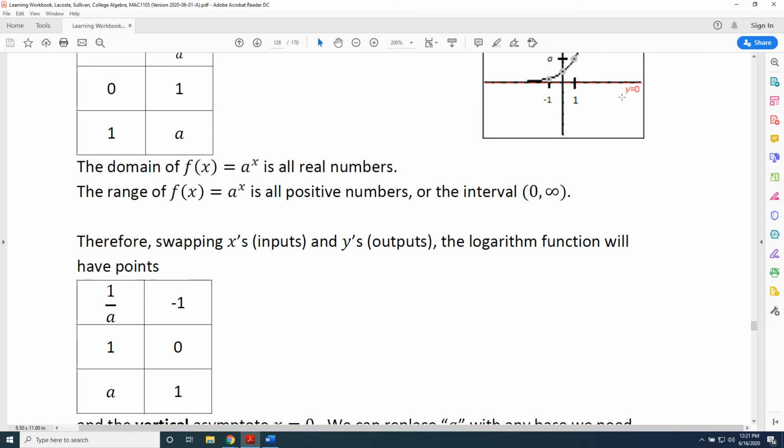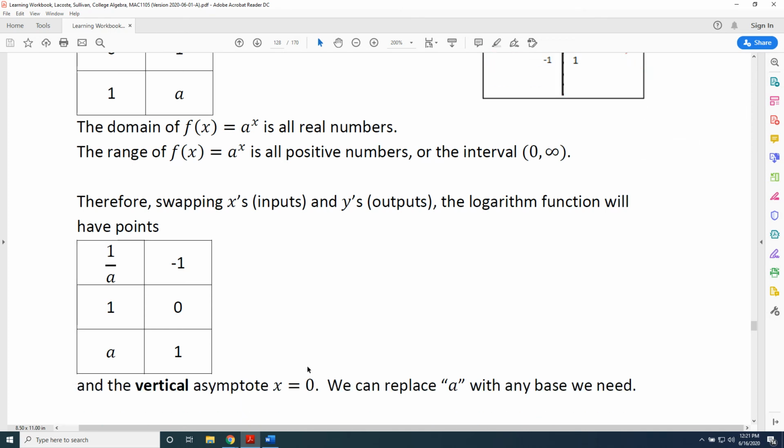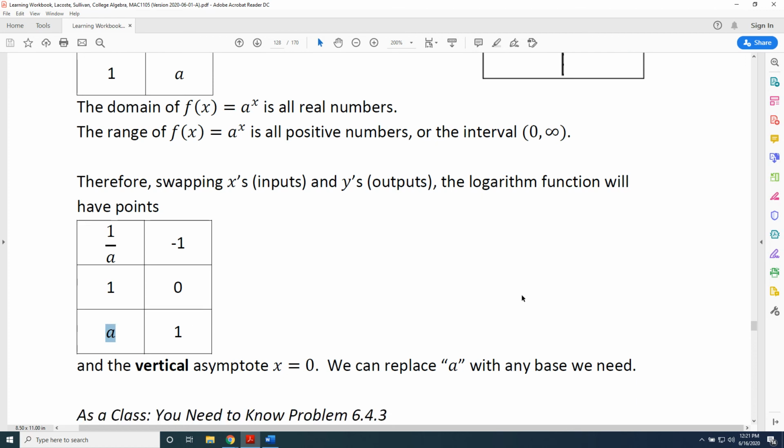We're also going to change the asymptote y equals 0, which is horizontal, into the new asymptote x equals 0, which is vertical. Once we have this graph, we can replace the a at the bottom of this fraction and here at the bottom of the table with any base we need, and therefore have the graph of our logarithmic function.